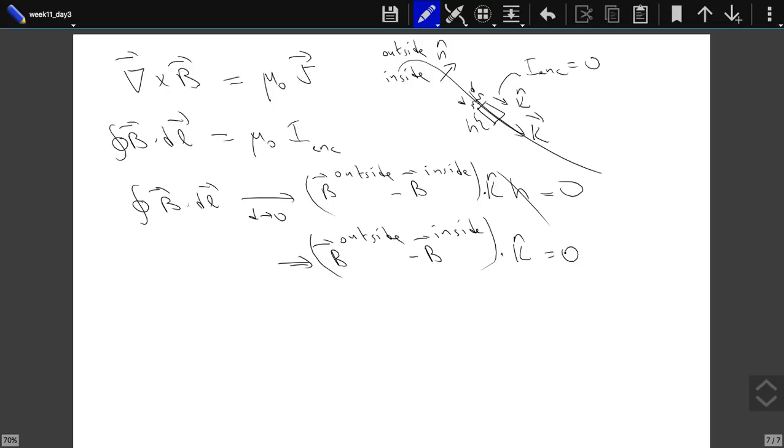So we already know that the component of B perpendicular to my surface is continuous as I cross the surface. B also has a component in the direction of my surface current. The component of B in the direction of the surface current is also continuous. Its change as you cross the surface is 0. So there is only one component that we need to study, the component perpendicular to K.